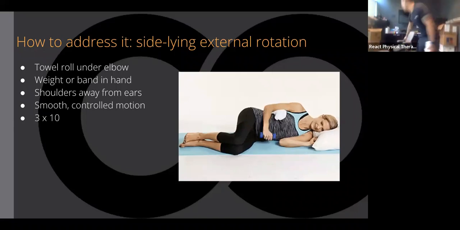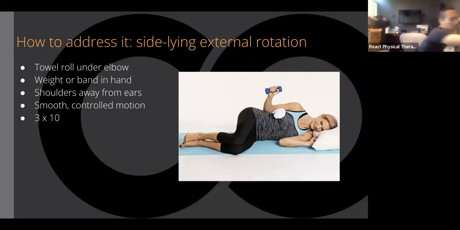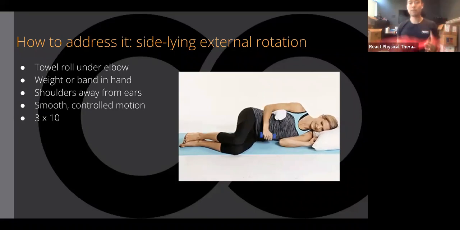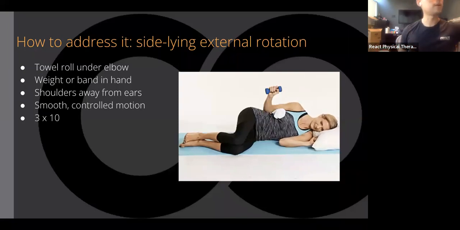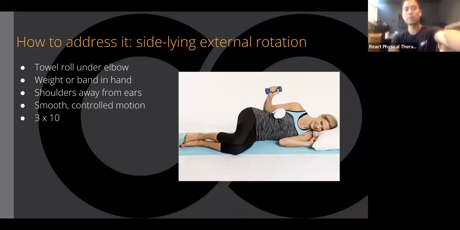If you can't find somewhere to lie down, you're at work or something, you've got no time at home, you can also just have your band and pull apart like this. Right, that should work similarly. Notice that my elbow is not straightening. Some people tend to do this. You want to try to keep them at 90 degrees and pull out. Very important, very classic rotator cuff strengthening exercise.